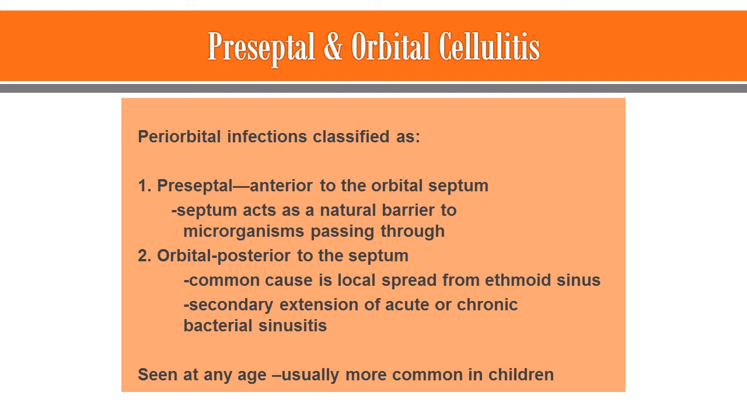The common cause is from the ethmoid sinuses. So somebody may have a really bad sinus infection and then it extends up into the orbit. So there's an extension of acute as well as chronic.